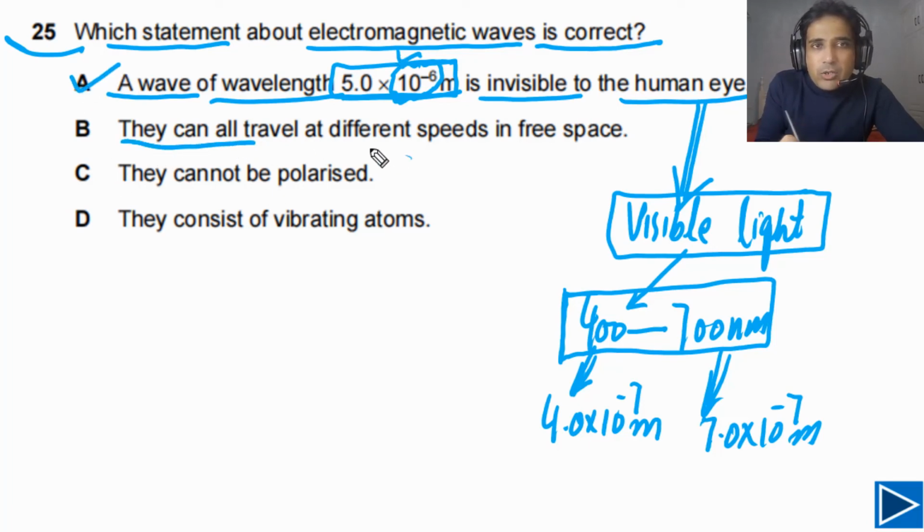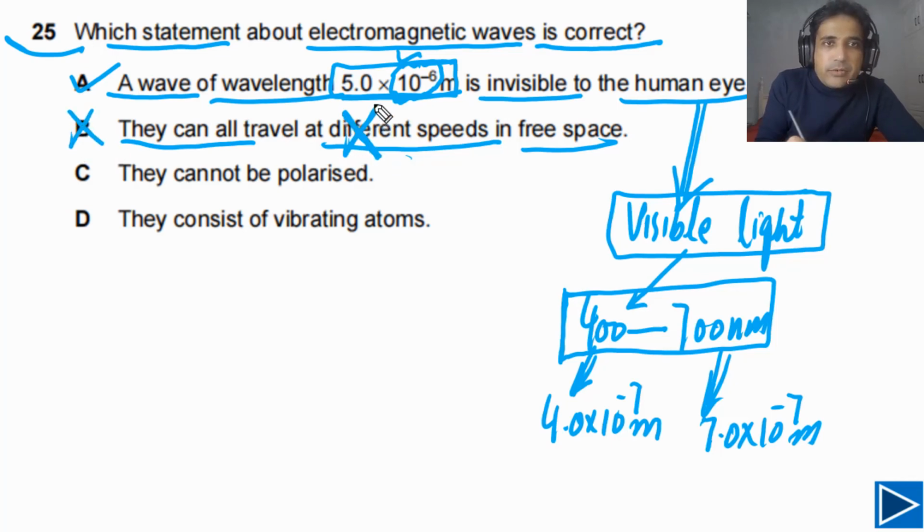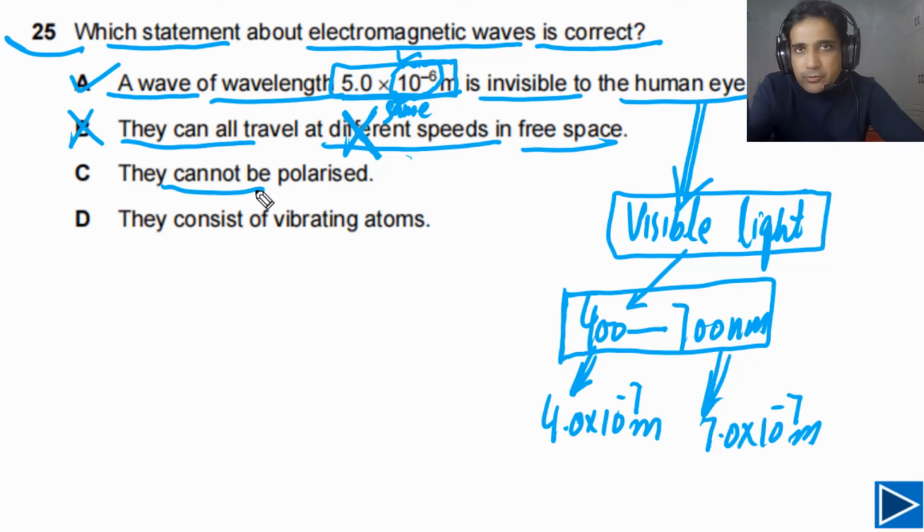"They can all travel at different speeds in free space." This one is wrong. All electromagnetic waves have the same speed in vacuum, or we can say in free space. So different means this one is incorrect. So option B is incorrect. If this was the same, then this option would be correct. "They cannot be polarized." All electromagnetic waves can be polarized. So EM waves can be polarized. So this is also incorrect.